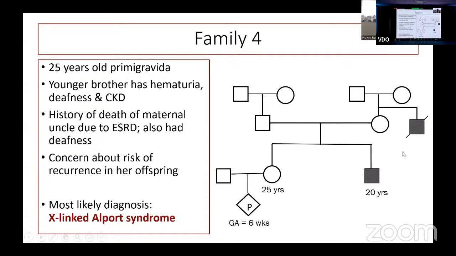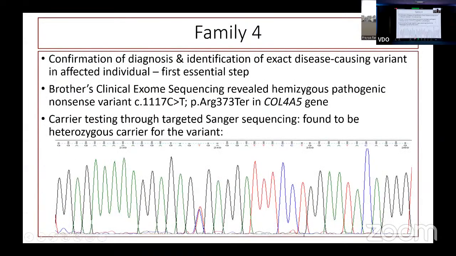So looking at the pedigree and also the family history and the clinical manifestations of the affected individuals, the very likely diagnosis here is X-linked Alport syndrome. However, we have to remember that if we have to do carrier testing for this lady or offer prenatal testing for her pregnancy, confirmation of the diagnosis and identification of the exact disease-causing variants in the affected proband, in the affected individual, is the first essential step. Therefore, clinical exome sequencing was first done for the affected brother. This revealed a hemizygous pathogenic nonsense variant in the COL4A5 gene.